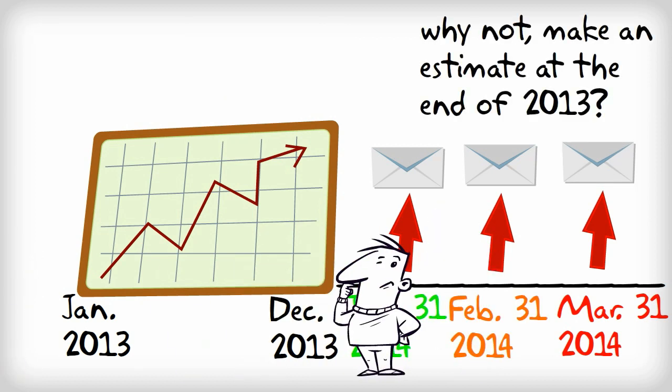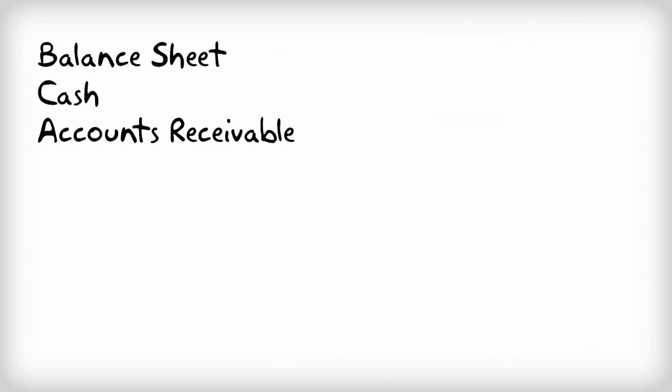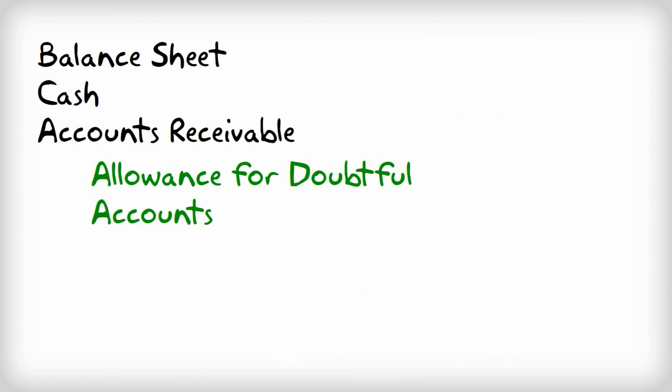I say, why not make an estimate of how much will be uncollectible? Why not make an educated guess on December 31st and recognize the bad debt expense in 2013? Are we going to be 100% correct with our guess? Absolutely not. But we know that some accounts will not be collectible and we can guess how much. I present to you the allowance for doubtful accounts. It is a contra asset account. This is the account where we write off the accounts receivable that we cannot collect.